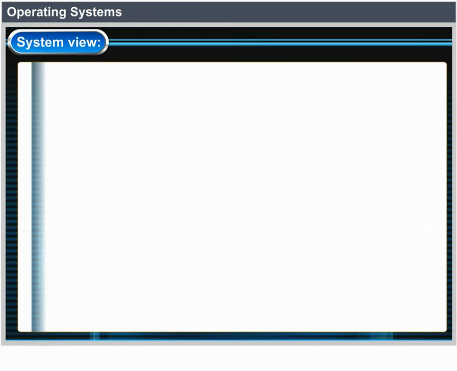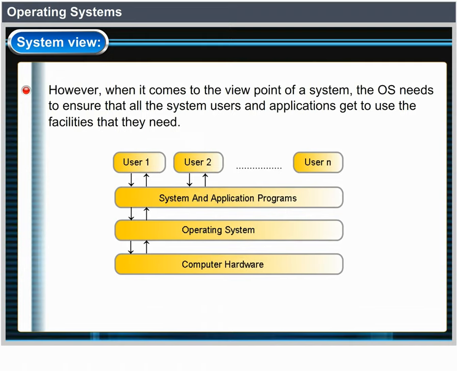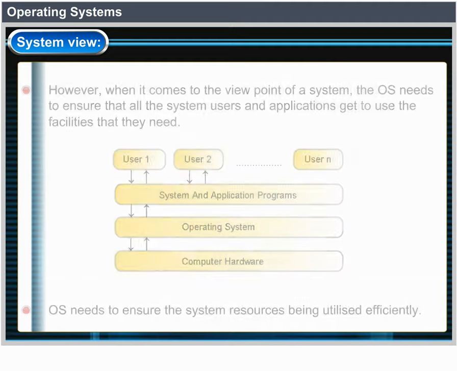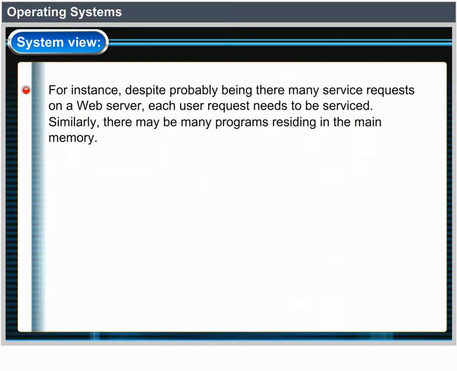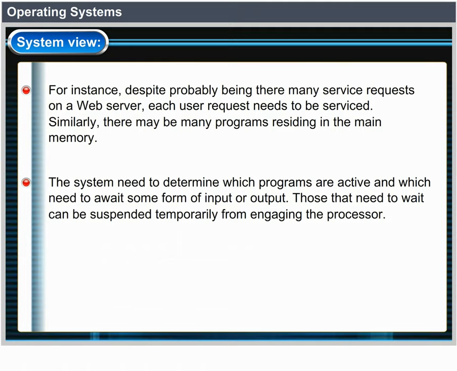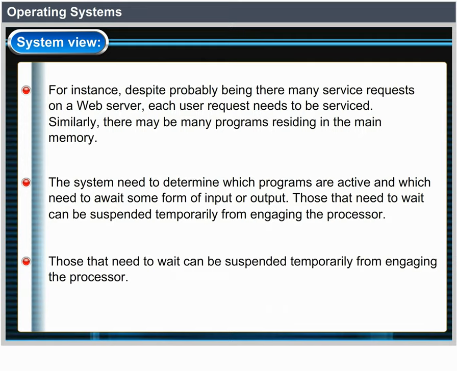System view. However, when it comes to the viewpoint of a system, the OS needs to ensure that all the system users and applications get to use the facilities that they need. OS needs to ensure that system resources are utilized efficiently. For instance, there may be many service requests on a web server. Each user request needs to be serviced. Similarly, there may be many programs residing in the main memory. The system needs to determine which programs are active and which need to await some form of input or output. Those that need to wait can be suspended temporarily from engaging the processor.